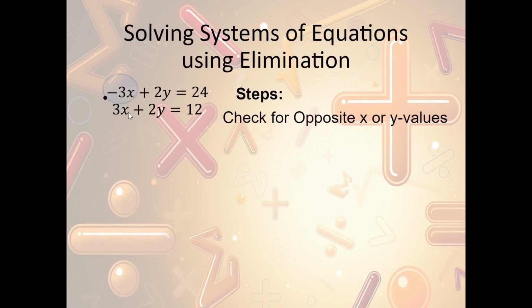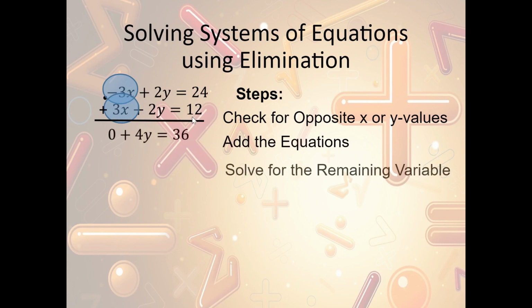So we're going to go ahead and add the equations together. So we add these together and these cancel out. And we're left with 2y plus 2y is 4y. And 24 plus 12 is 36. So we have 4y is equal to 36. Then we'll solve for y.